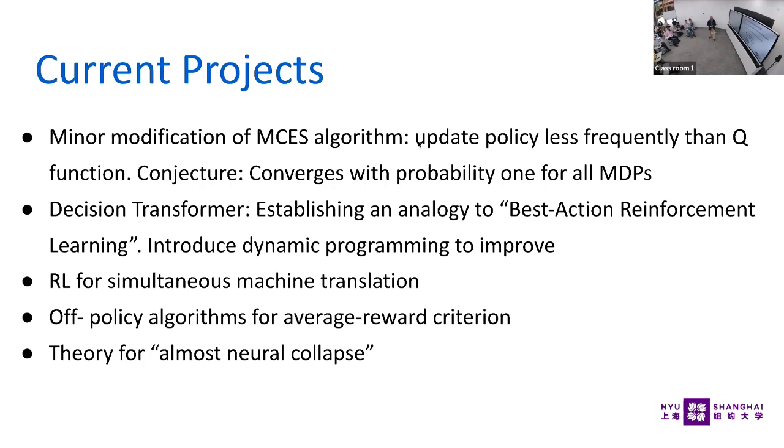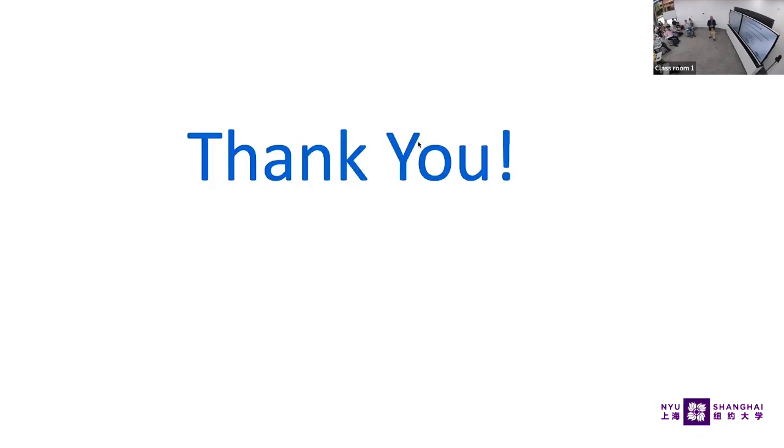Besides the discounted criterion, we're also interested in the average reward criterion. And something else we're interested in, this has nothing to do with reinforcement learning, but we're looking at some deep learning problem: neural collapse. Has anyone heard of that? This new thing, neural collapse? There's some interesting theoretical work that's come out recently on neural collapse. Anyway, we're doing some work there. So that's it. I want to thank you. I'm sorry if I went over schedule a little bit.